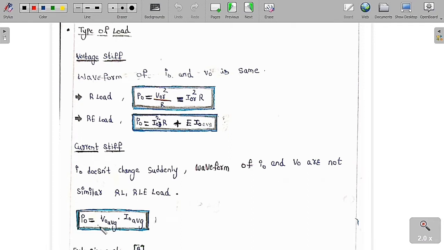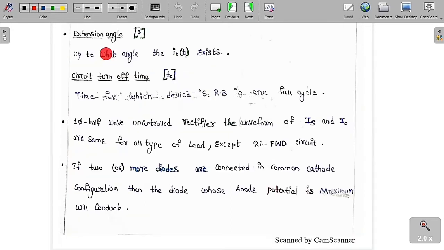Therefore the average power absorbed by the load is equal to V naught average into I naught average. Now we are going to discuss the extension angle. Extension angle means beta. Up to what angle does I naught of t exist? Up to what angle is the output current going to exist? That is called the extension angle.